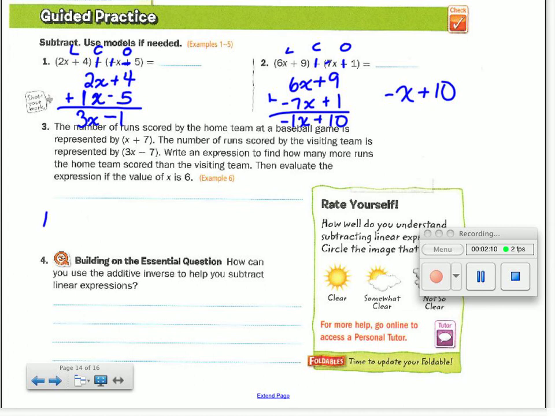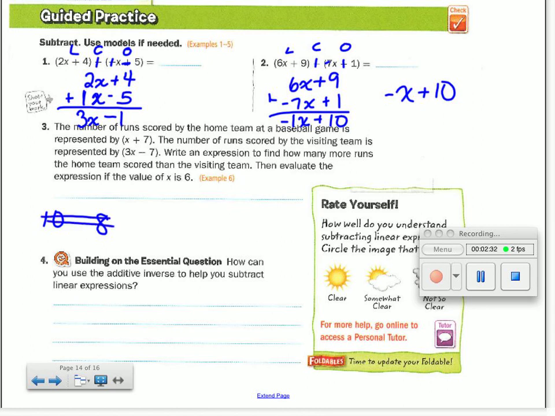If I had 10 home runs and you had 8 home runs, how could we figure out how many more? What would I have to do? If I have 10 and you have 8, how can I figure out how many more runs that I have? You subtract. Yeah, you subtract them. I would have 2 more.